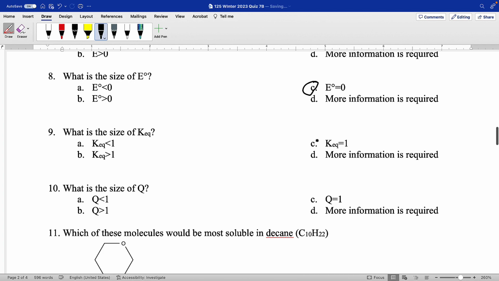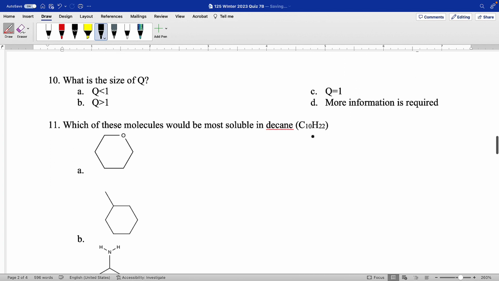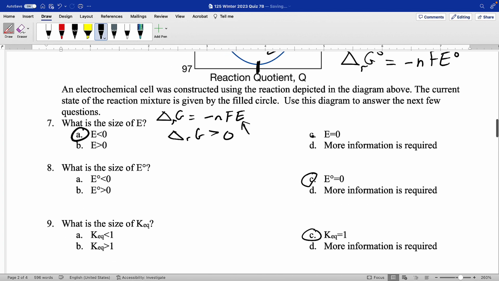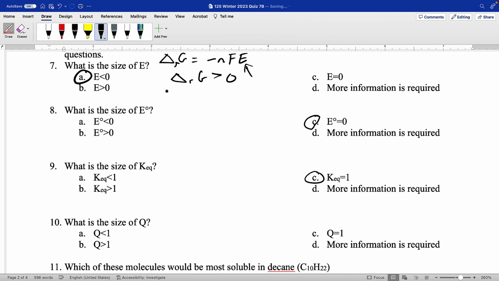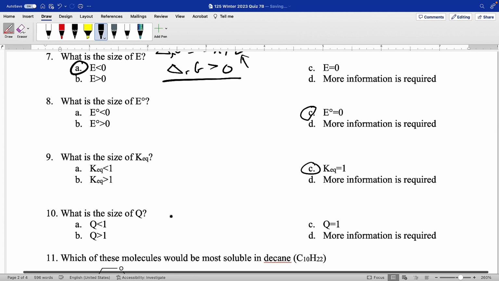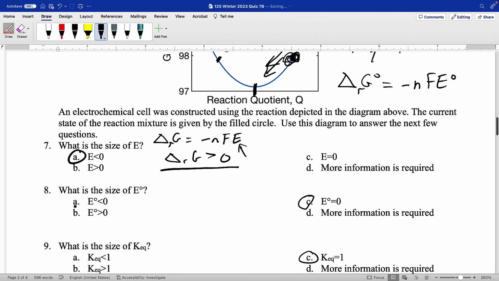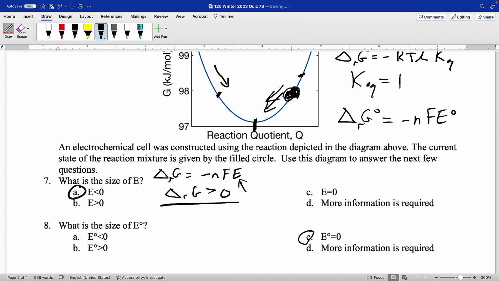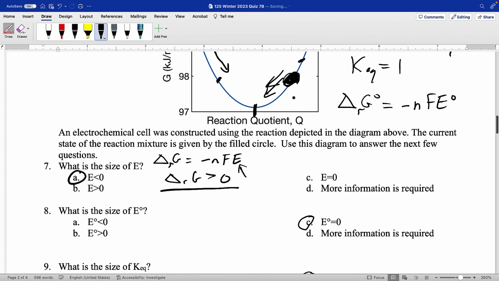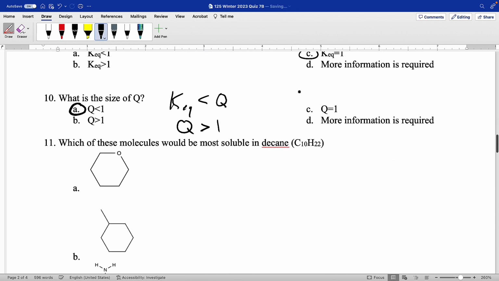What about the size of K equilibrium? We already said that's equal to 1. What about the size of Q? Well, we said the reaction is not spontaneous in the forward direction. So if it's not spontaneous in the forward direction, we can say K equilibrium is going to be smaller than Q. And since K equilibrium is equal to 1, we know Q must be greater than 1. So we can say that over here. We can also look at our diagram and say Q is given by our position on the graph here, and we can see that's on the right-hand side, so we're greater than 1. So it's the same story.